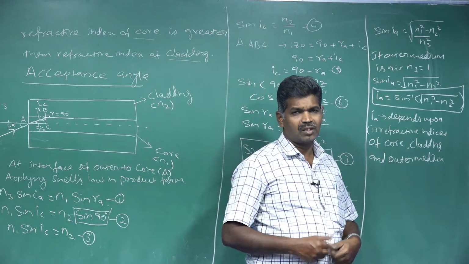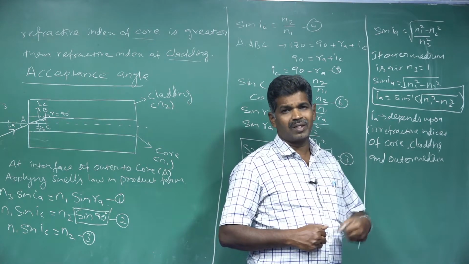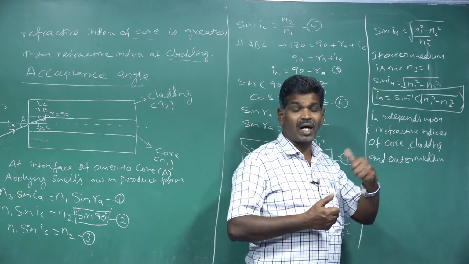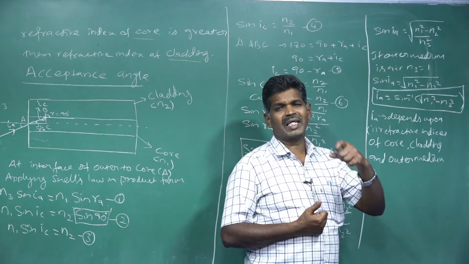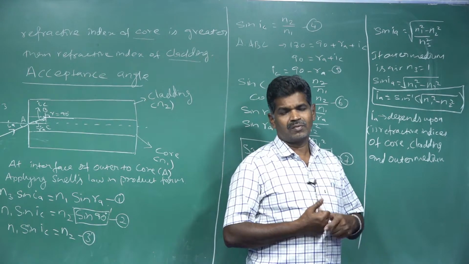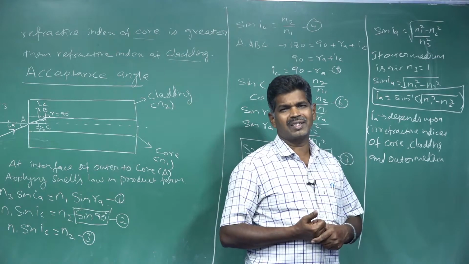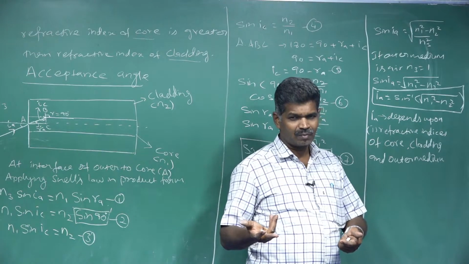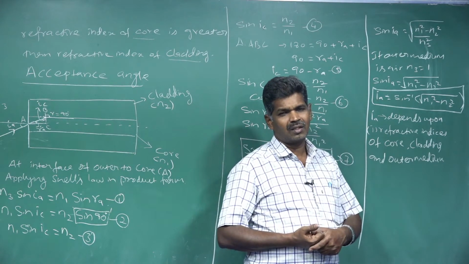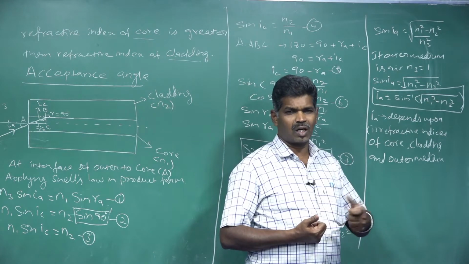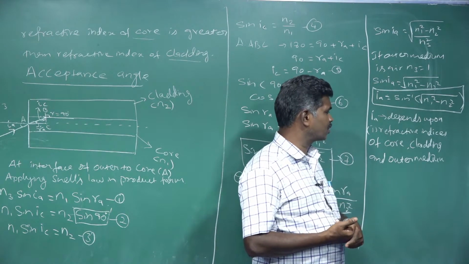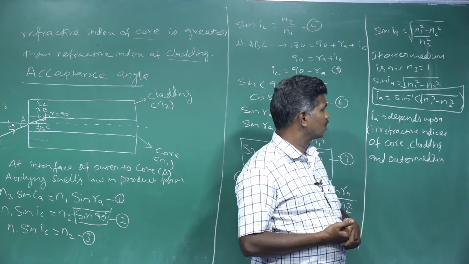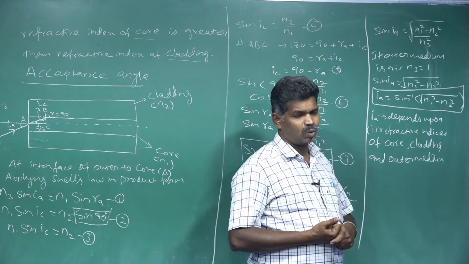Suppose this cable is immersed in water or in any other oil medium, then we need the value of the refractive index n3. If it is a standard air medium, no problem, n3 is equal to 1 itself, we can substitute. If the cable is placed in an air medium, then the n3 value is not needed to be given to solve the problems, so the n3 value becomes 1 itself.